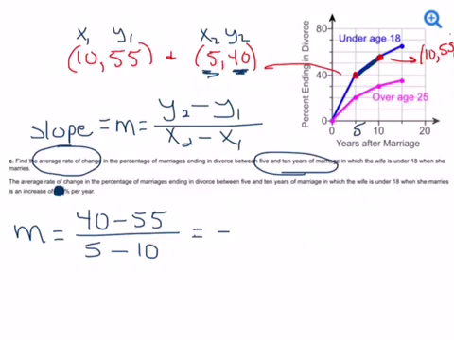Okay, now let's simplify that. So 40 minus 55 is negative 15, and 5 minus 10 is negative 5. And when those two reduce, we get a slope of positive 3.